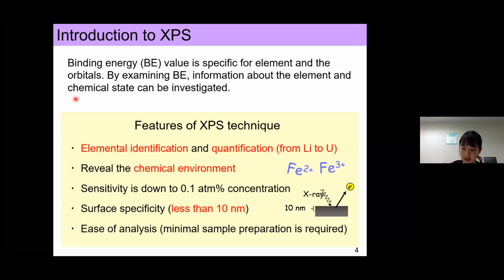These are the summary of the features of the XPS technique. Elemental identification and quantification from lithium to uranium can be performed. It can reveal the chemical environment of atoms. Sensitivity is down to 0.1 atomic percent of concentration. Surface specificity, less than 10 nanometers from the surface, and the ease of analysis since minimal sample preparation is required.